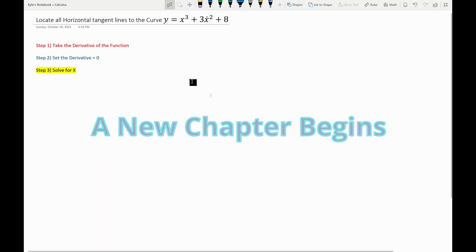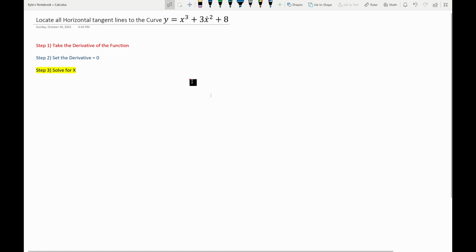GTA Math. What's up? So, today we're going to work on finding and locating the horizontal tangent lines to this curve. Right above here, we have our problem, and we're going to work on finding the horizontal tangent lines.